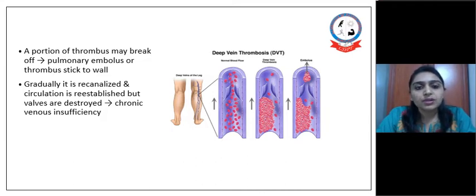But if the thrombus remains stuck to the wall, it will prevent blood flow, and the backflow of which will create incompetency of the valve, which may lead to chronic venous insufficiency in future.